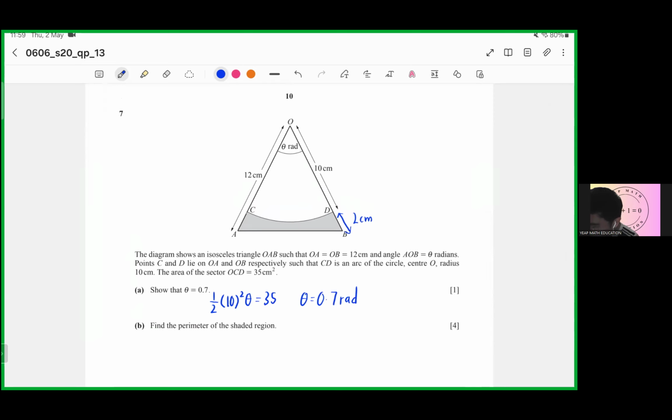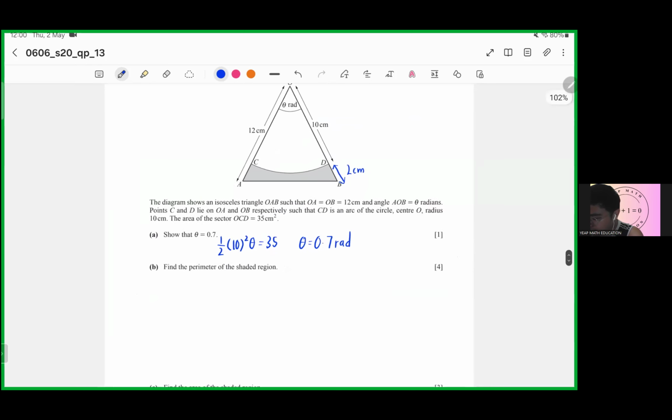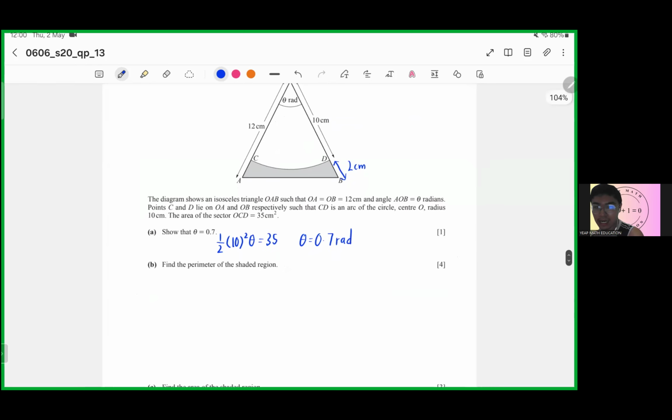Now we find the perimeter of the shaded region. For this part, we can use s equals r theta, the formula for the length of the arc. But the problem is we don't know the length of AB. So how do we find this part? We can use right-angled triangles. I just draw half only.